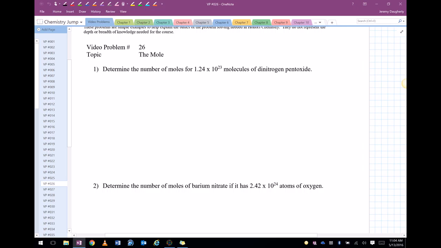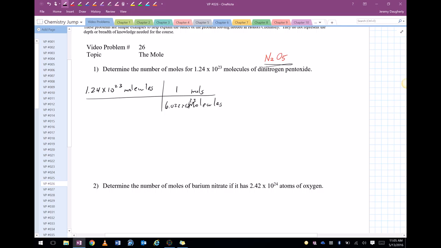Alright, we don't necessarily need to know what dinitrogen pentoxide is in this case, but that's what it is, in case you're wondering. So we have 1.24 times 10 to the 23rd molecules, and we want to figure out how many moles are in it. Well, this is a molecule. So I can go straight from molecules to moles here. So I'm going to put moles on top, molecules on bottom. For every 1 mole, there are 6.022 times 10 to the 23rd molecules.